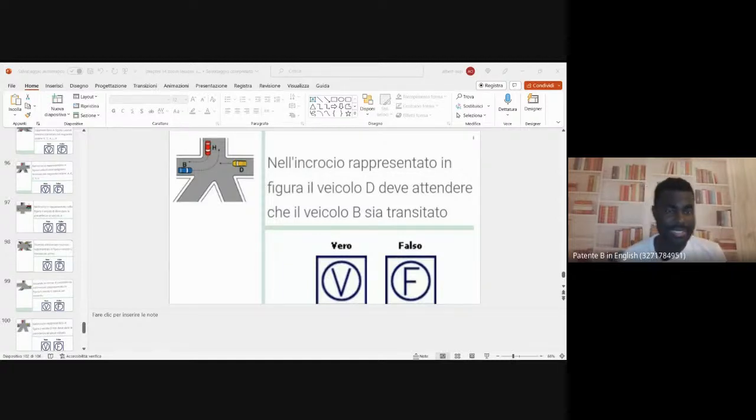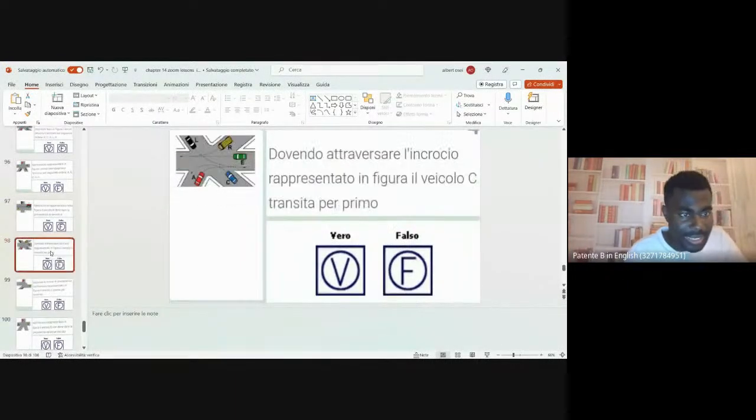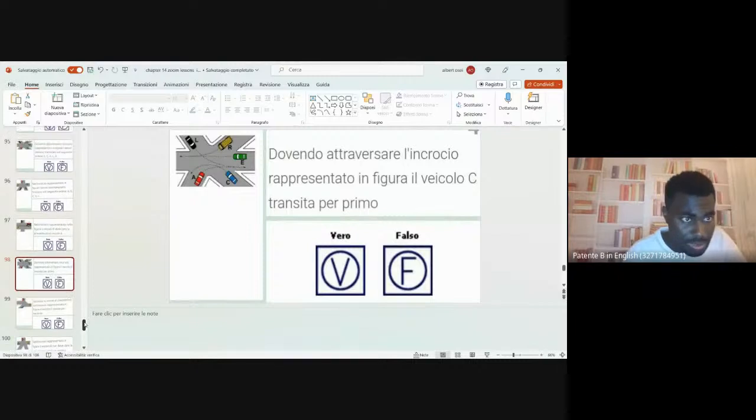And the answer to this question is false. The question says that D must wait till B is gone, and the answer is false. No, H goes first, D goes second, and then B, that's the blue vehicle, goes last. Okay, let's finish this question then. We go to the question I posted yesterday also.